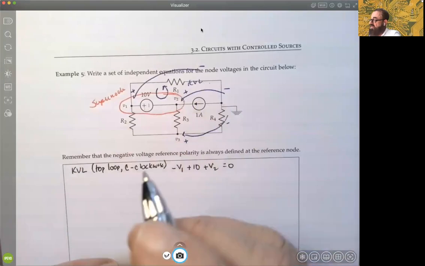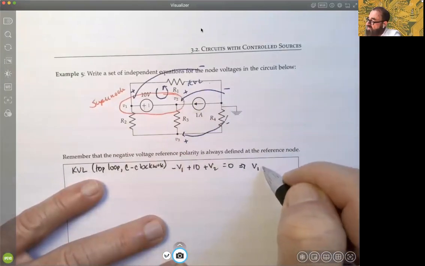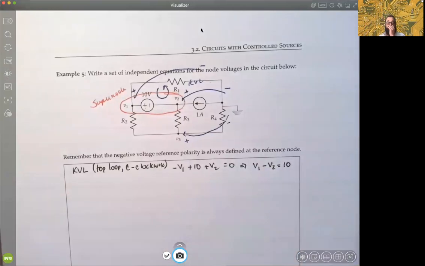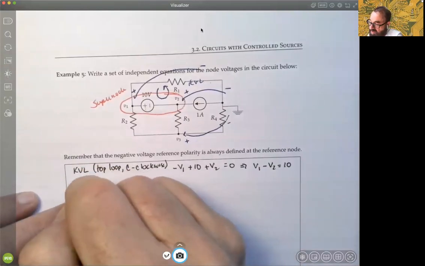All right, so that's a nice equation. If we simplified that, we could say, well, that's the same thing as V1 minus V2 equals 10. That could be a very nice equation, okay? Just rearranging some terms there. Let's try KCL at node 3.